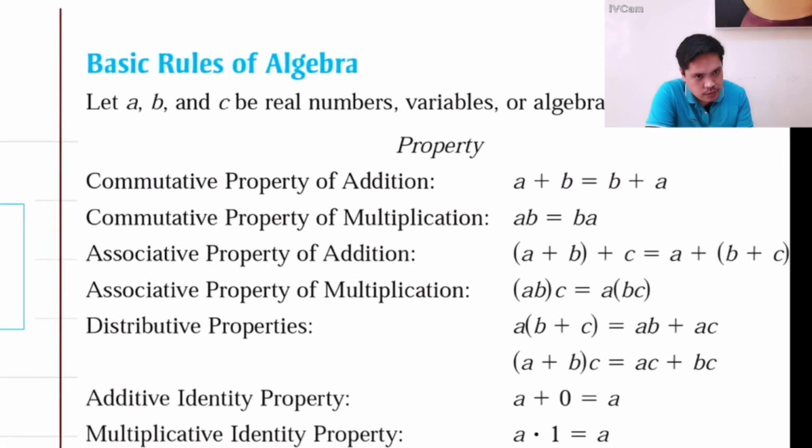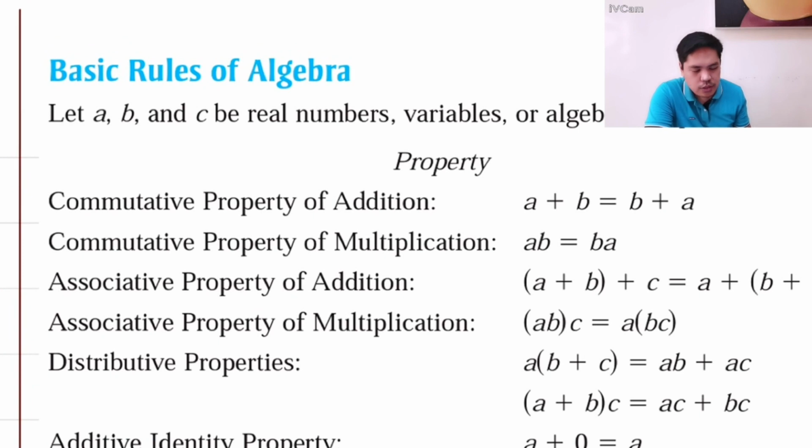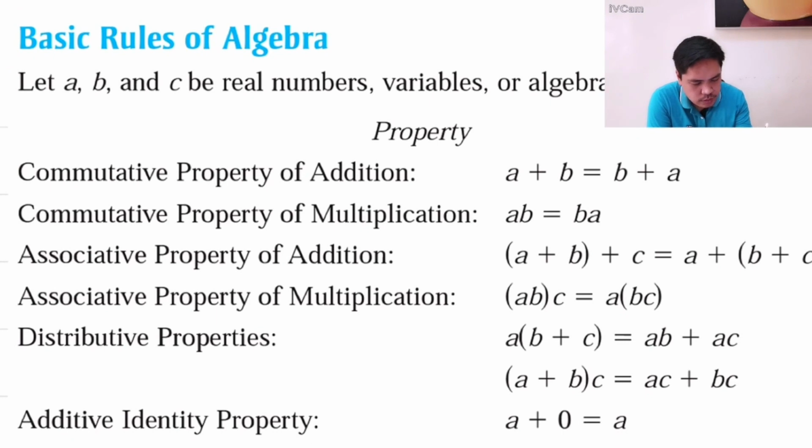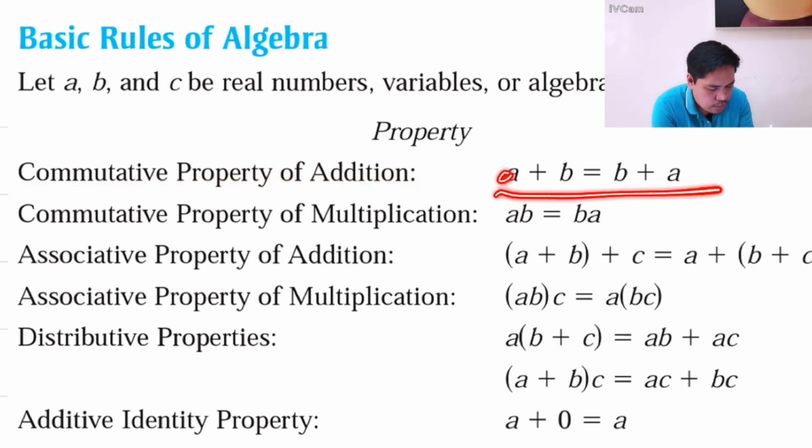The basic rules of algebra: let A, B, and C be real numbers, variables, or algebraic expressions. First, we have the commutative property of addition. A plus B is the same as B plus A. That is commutative, it's just flipped, reversed. A plus B is B plus A.